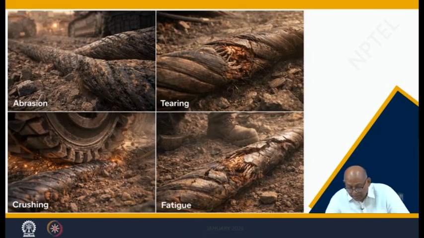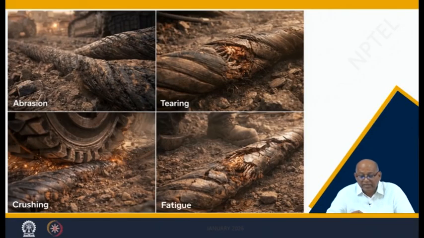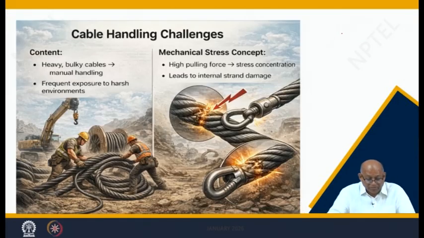The outside cable armor, as you can see, gets distorted and due to fatigue, it breaks. All these breaks lead to potential cable failures. So, cable failures are mostly because of this abrasion and tearing. Then the cable handling: these are bulky cables, so handling has to be very careful, otherwise there will be mechanical stress and breaking of the cable, and these are very expensive cables.